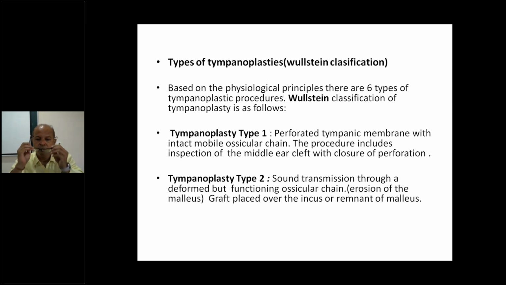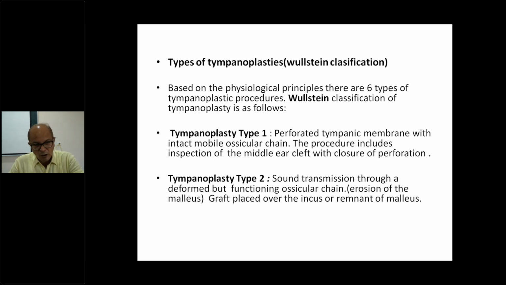The classification, Wullstein, very important. You remember the name, and we invariably ask everyone what are the different types of tympanoplasty, and whose classification it is. So the type 1 tympanoplasty is almost similar to myringoplasty. But in myringoplasty, you don't inspect the middle ear, you don't search for any ossicular pathology or see the condition of the mucosa of the middle ear. In myringoplasty, you don't look, you just go and graft it.